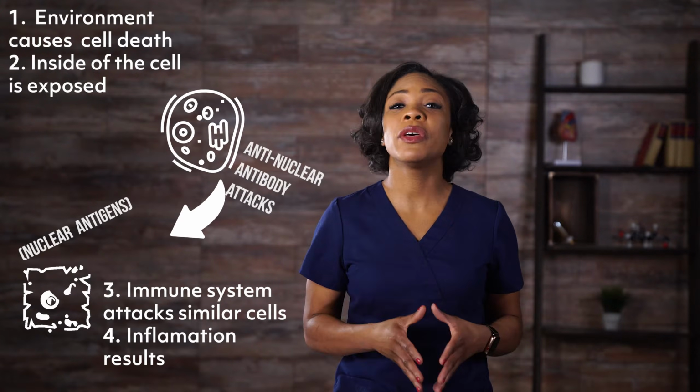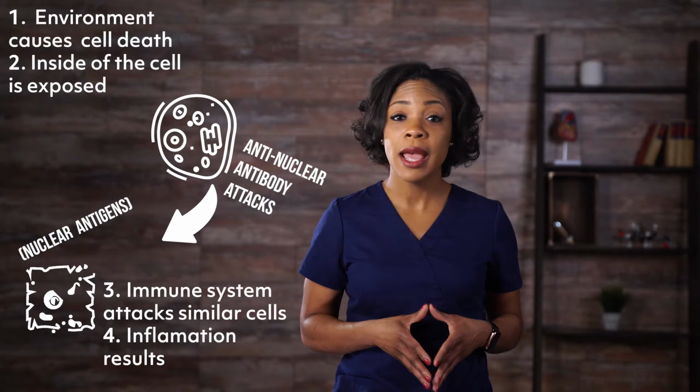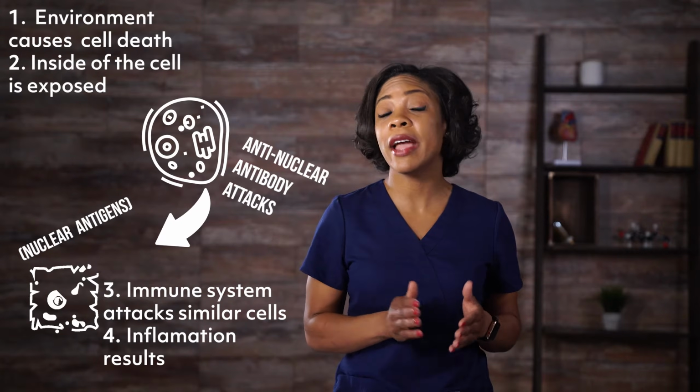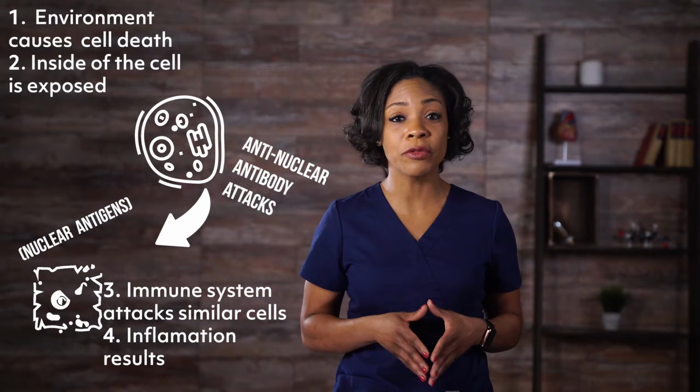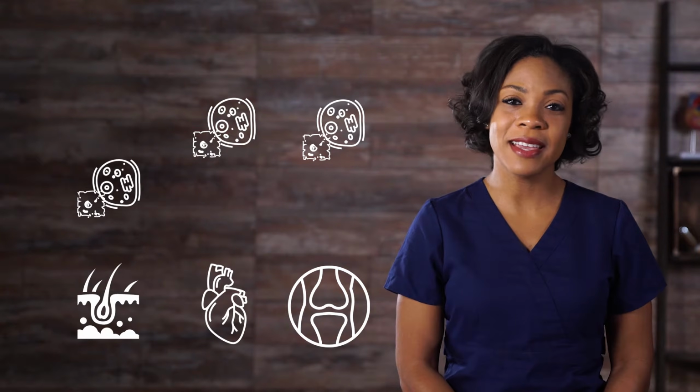The body has a buildup of these nuclear antigens, and the body forms anti-nuclear antibodies that attach themselves to the antigens. These antigen antibody complexes enter the bloodstream and get deposited into blood vessel walls, organs, and tissues such as the skin, kidneys, heart, and joints, which cause inflammation. When this tissue damage occurs, it is known as type 3 hypersensitivity reaction.